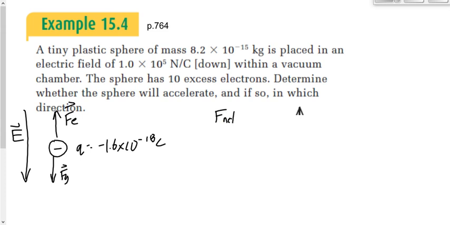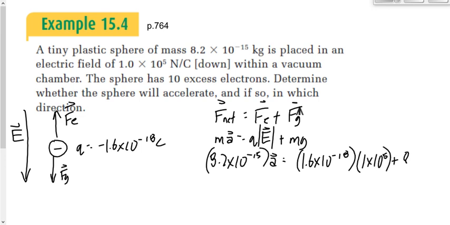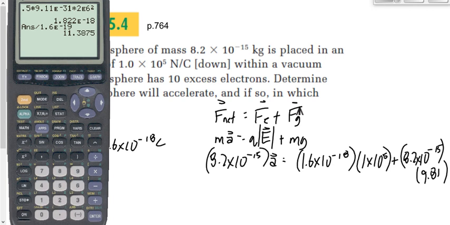We say F net is equal to the sum of the forces. 8.2 times 10 to the minus 15 times A equals the charge. We're going to drop the sign of the charge here, right? Because it's, as we always do in an equation. E is 1 times 10 to the 5. Okay, let's solve the right-hand side there on our calculator. Let's say 1.6 times 10 to the minus 18 times 1 times 10 to the 5.